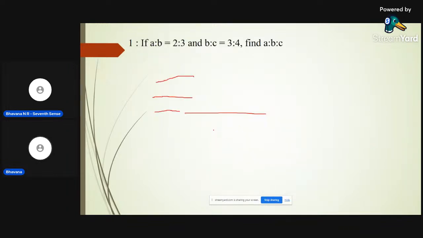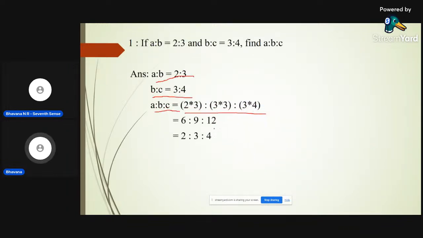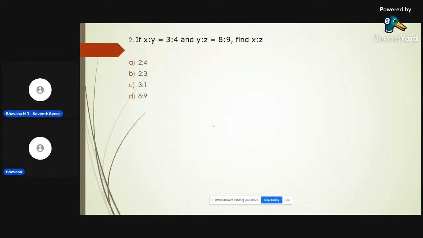So the same answer, right? Here also we are getting the same answer. Next, let's see the next question. If x is to y and y is to z are given, x is to y equals 8 is to 9. Find the x and z value.